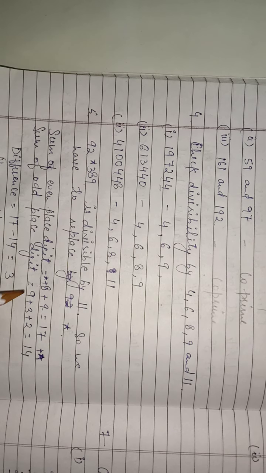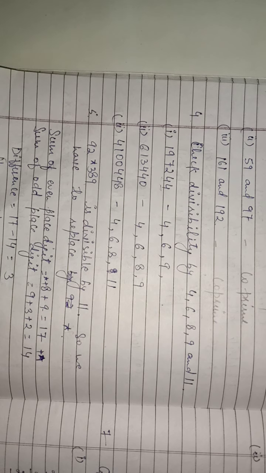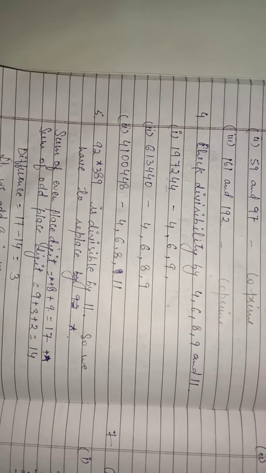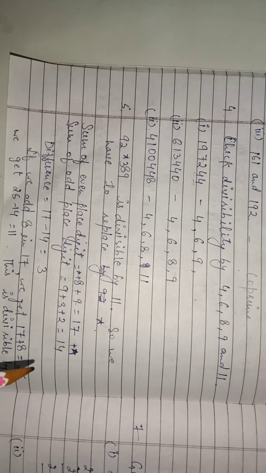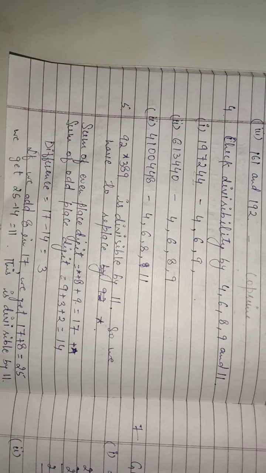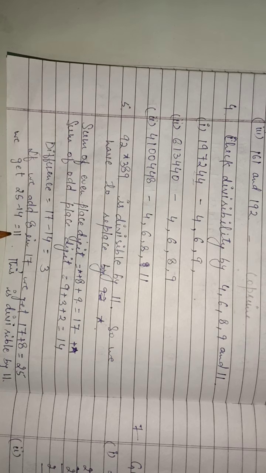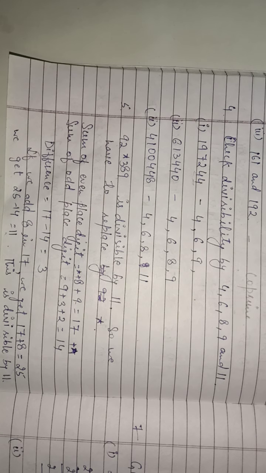Now the odd place digits, we get 9 plus 3 plus 2, and the sum will be 14. And here when we subtract 17 minus 14, we get 3. So students, here we get the difference is 3, and if we add 8 to 17, we get the sum 25, and when we find the difference, we get 11. So here 11 is divisible by 11, so the divisibility of 11 will be true. So here we will replace the star by 8.